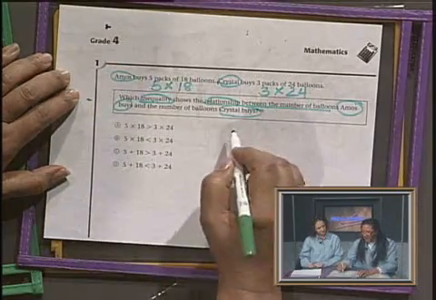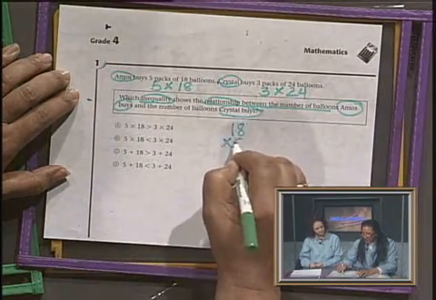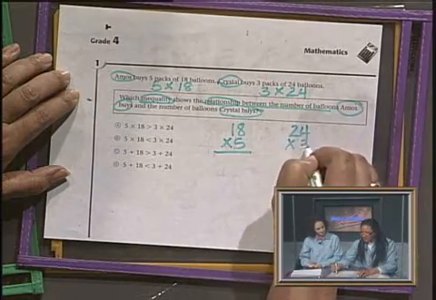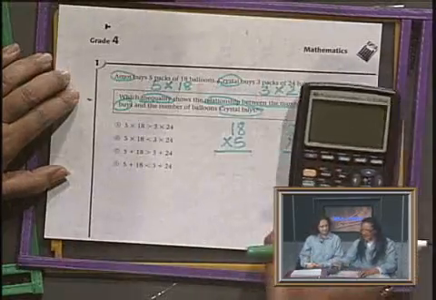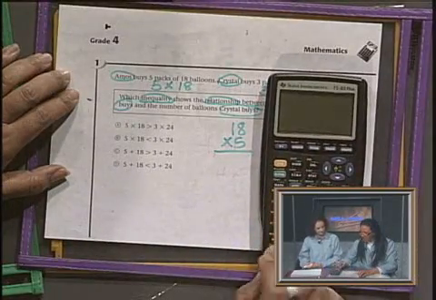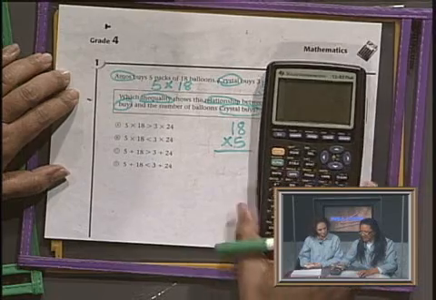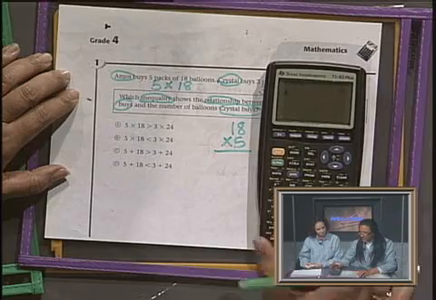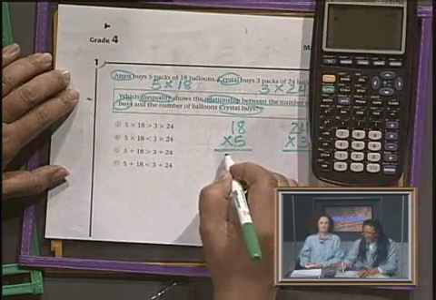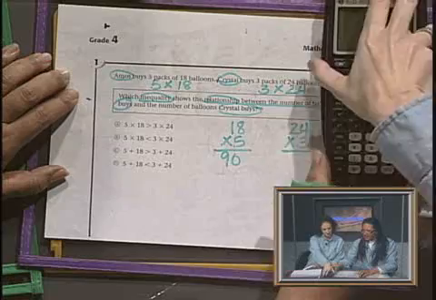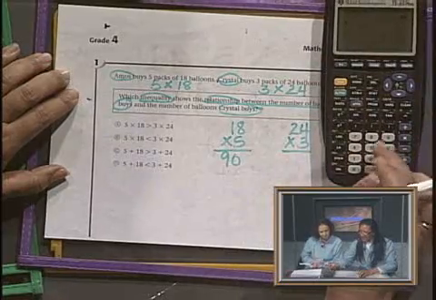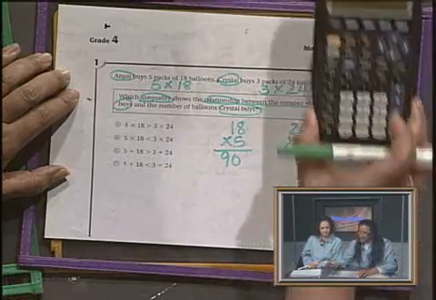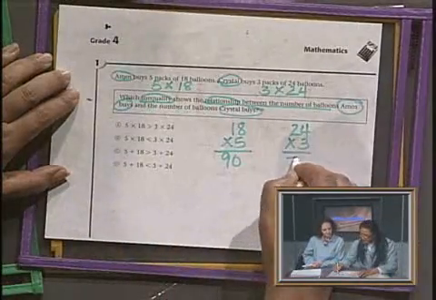And since I have a calculator, I could actually multiply it out. So I would multiply like this, 24 times 3. But since it is a calculator, I am going to actually use the calculator for this particular problem. So enter 18 times 5 and press my enter, and I see that that total is 90. And now I'm going to multiply 24 times 3, and I see that that total is 72.